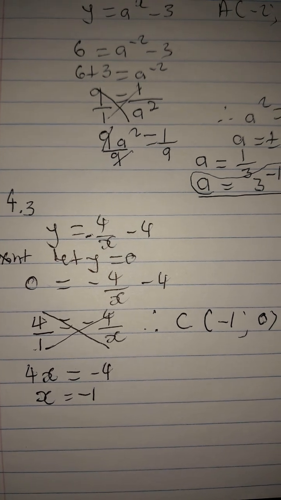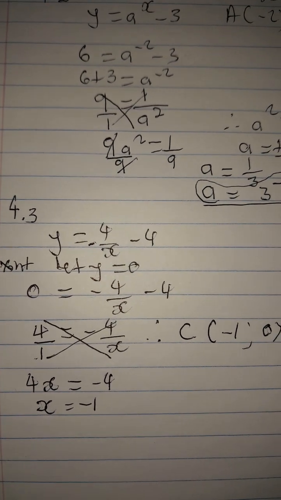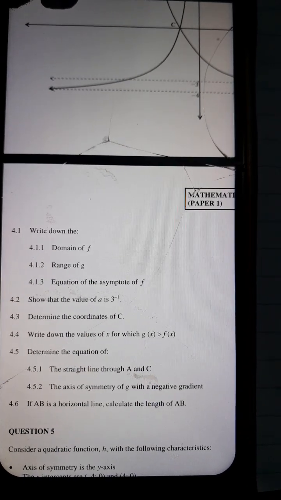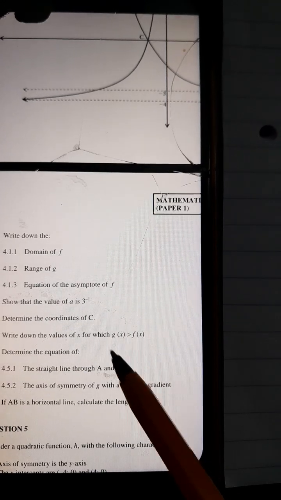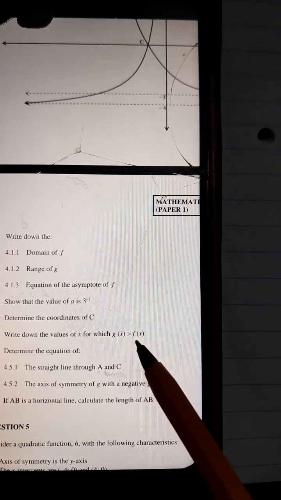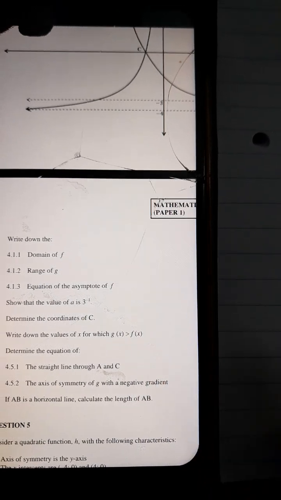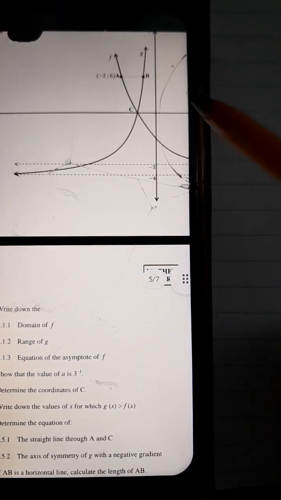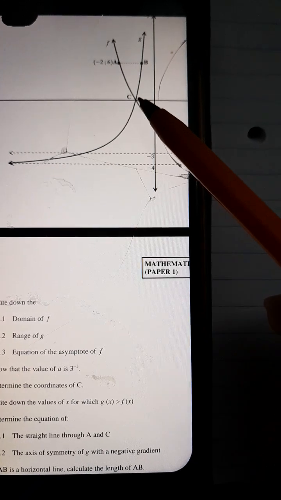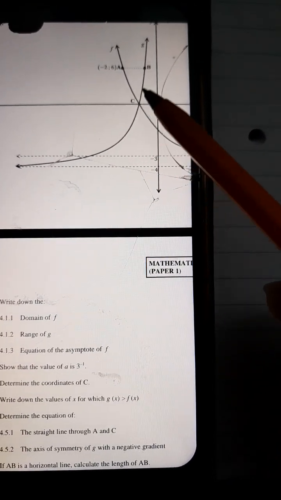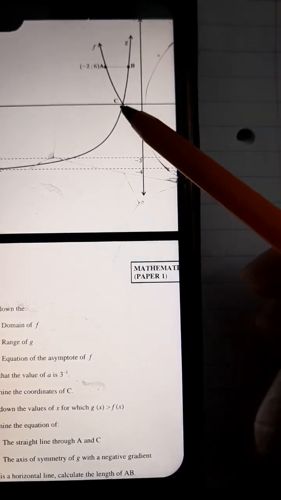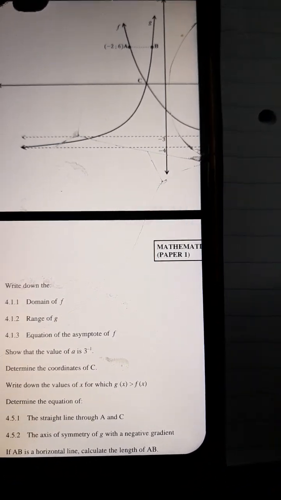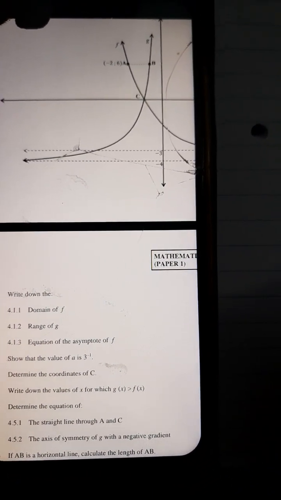I hope you're getting it, guys. So let's move to 4.4. For 4.4, they said, write down the values of x for which g of x is greater than f of x. This is happening at C, where the graph of g is greater. We can see the graph of g is increasing, hence this one is going below. So we could say x is an element of -1 and 0.